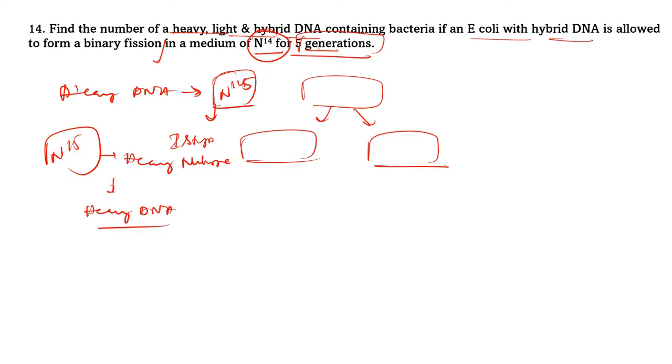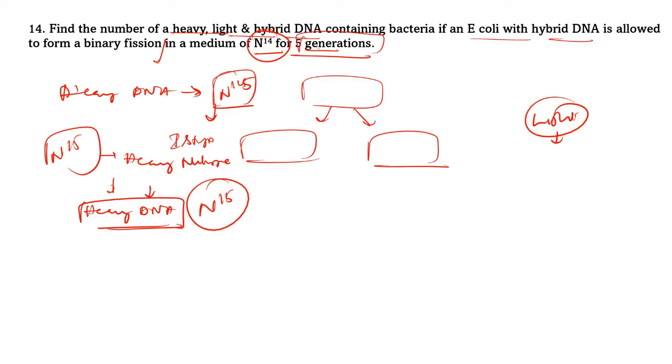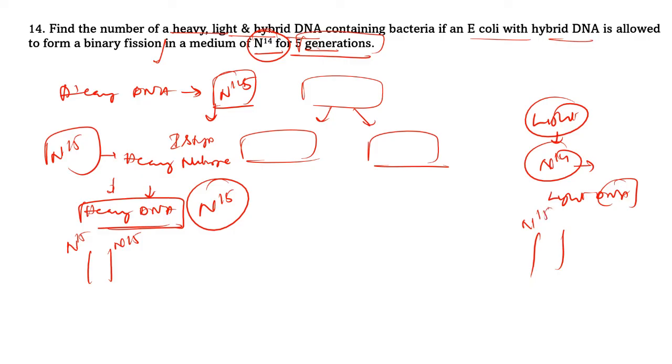If the E. coli DNA is replicated in a medium containing this heavy isotope, the DNA itself is denoted as heavy DNA, or N15. What is light DNA? If it is in the N14 medium, the lighter isotope of nitrogen, that is called light DNA. So what is hybrid DNA then? In heavy DNA, both the strands have N15 isotopes. In light DNA, both the strands have N14 isotopes. When I talk of hybrid, it is N14 N15. So this is what hybrid means. They are saying that for 5 generations there is binary fission. So at the end of 5 generations, how many cells will you find?